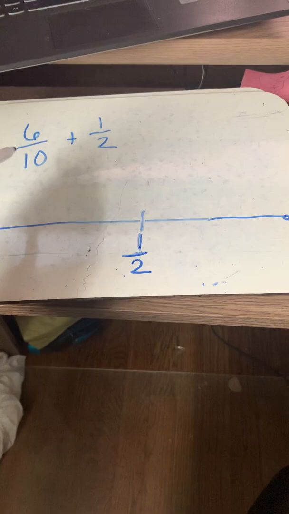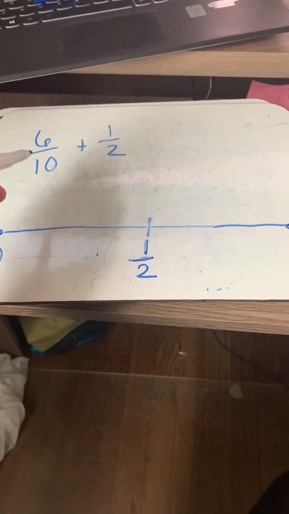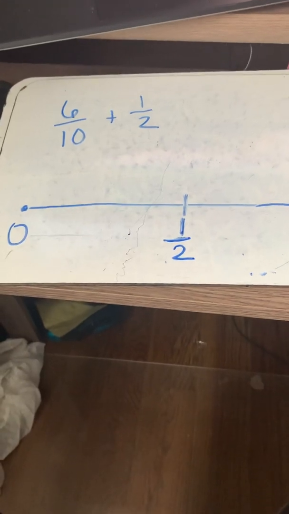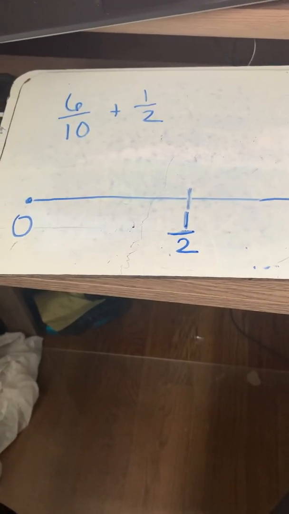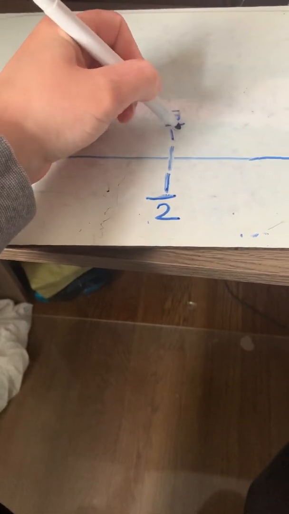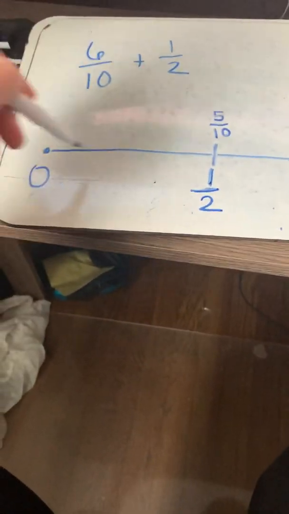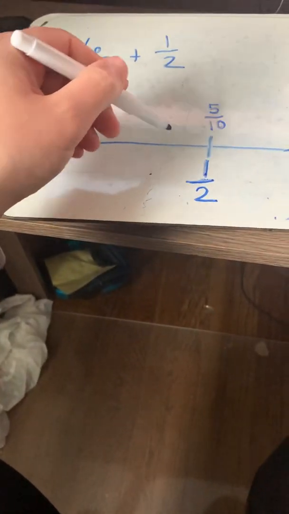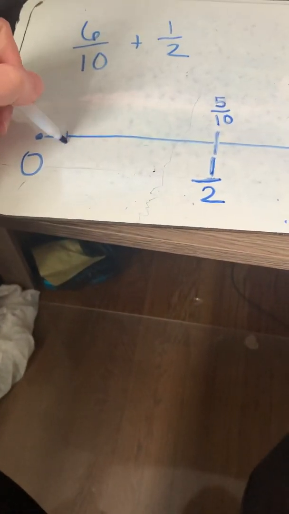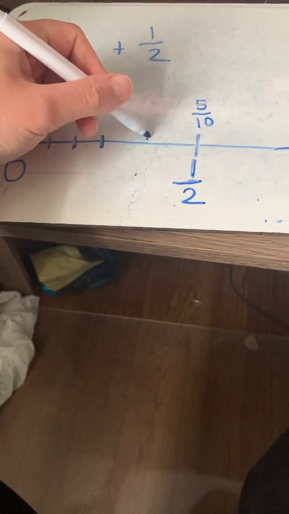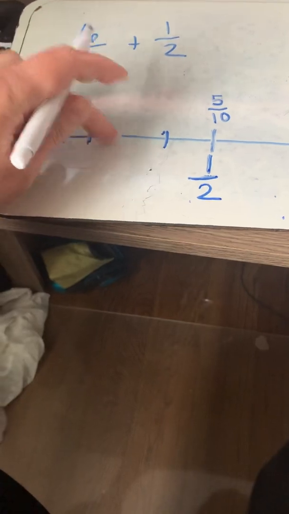Now I want to find where 6/10 would be on the number line. Well, I know from my knowledge of fractions that 5/10 is equal to a half. So this would be my 5/10. And so from 0 to a half, I would have 1/10, 2/10, 3/10, 4/10, 5/10. So I'm just going to mark that off. 1/10, 2/10, 3/10, 4/10. These are not very even.